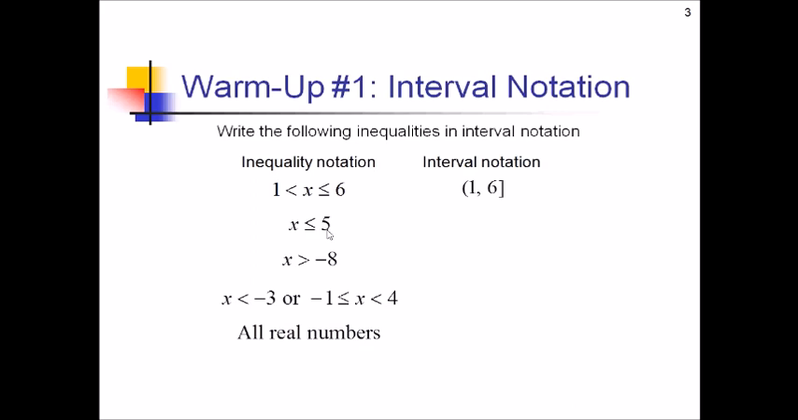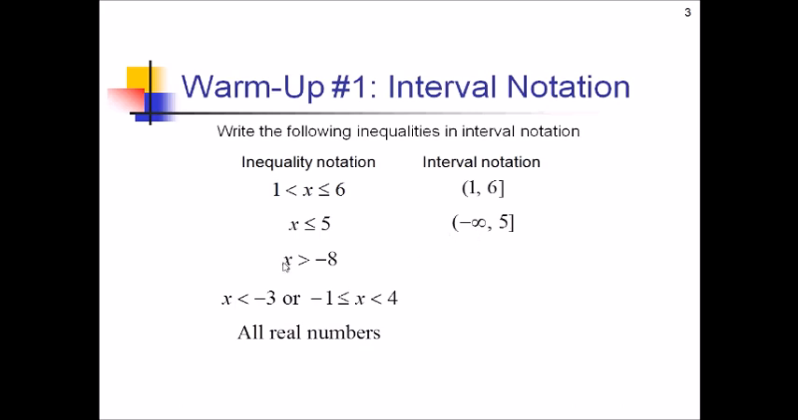All right, on this next one, we're going from the far left to 5. So 5 is going to get a bracket. It's going to be something comma 5 bracket because it equals 5. But now what's the first thing we're going to put in there? Well, if we're going left forever, that means that we're actually going to negative infinity. And we're always going to put infinities with a parentheses because you can't ever actually equal infinity.